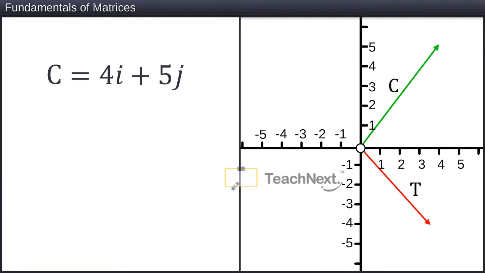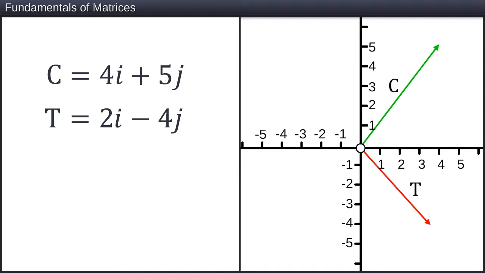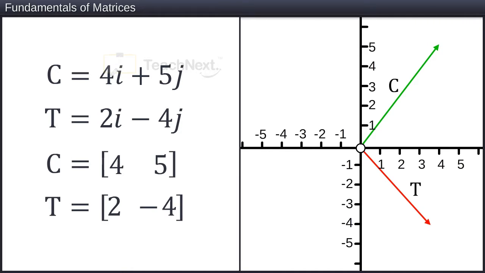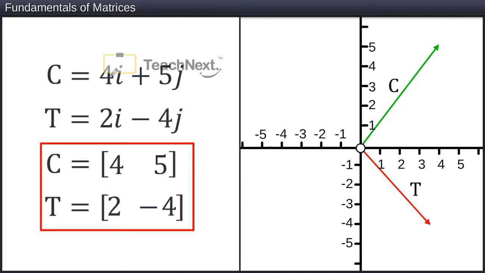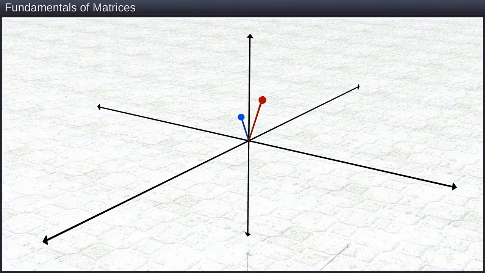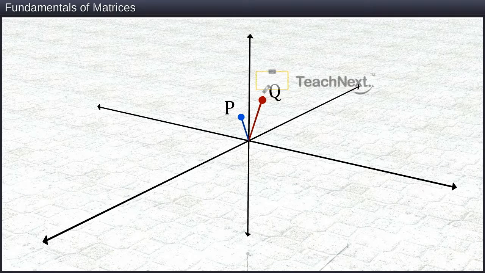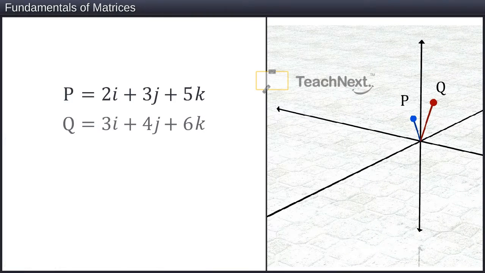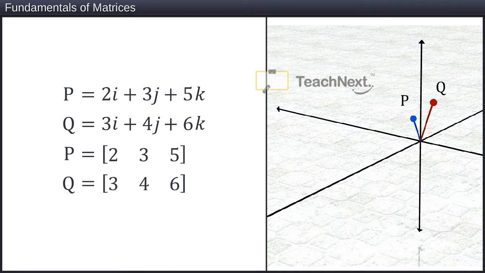Vector C can be represented in vector form as shown. Vector T can be represented in vector form as shown. Alternatively, using matrix representation, we represent the vectors as shown. Next, we will consider the two vectors P and Q in three-dimensional space, such as coordinate space. Shown are the vectors in vector representation. The matrix representation can be written as shown.